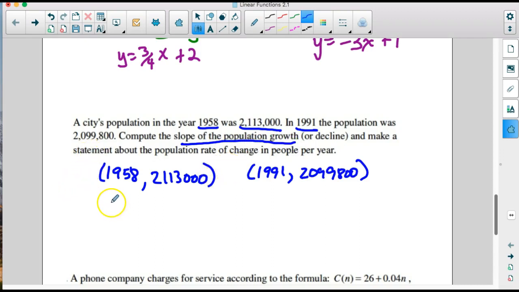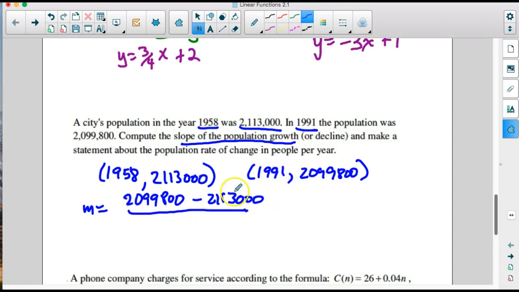Okay. So what we would do here is just do our equation for the slope. So we would take, let's go in order here, reverse order. So 2,099,800 minus 2,113,000 over, since we started with this one, 1991 minus 1958. Alright, so we need to do the subtractions. So I'm going to get my calculator out here to do that.